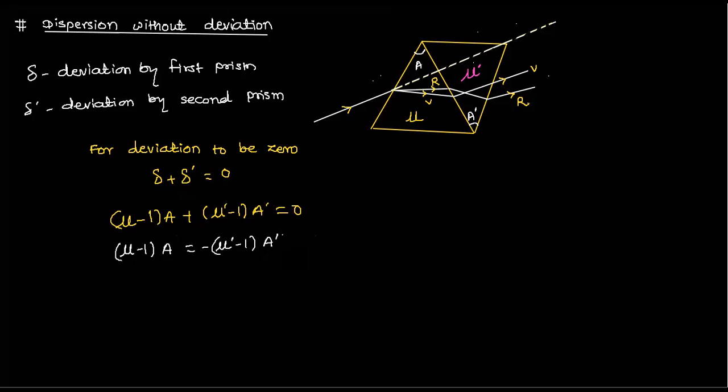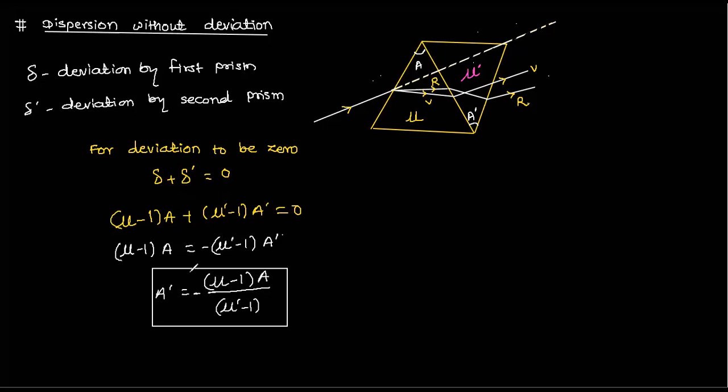Now I want A dash, so just transfer this term here. You will get A dash is equal to mu minus 1 into A divided by, with this minus sign here, mu dash minus 1. So that angle should be there for the prism so that we will get no deviation. And the negative sign indicates A dash has to be kept inverted.